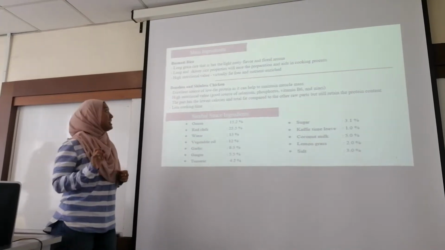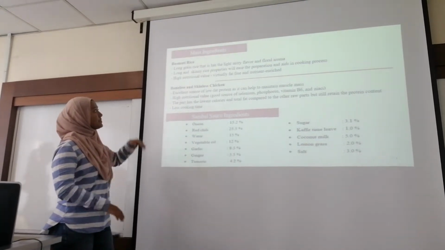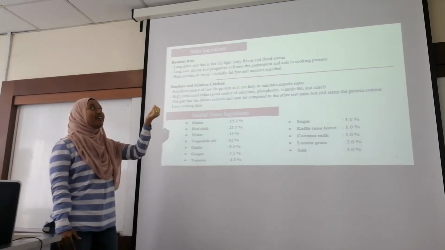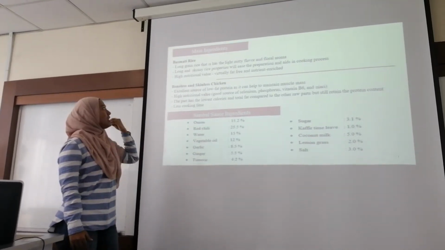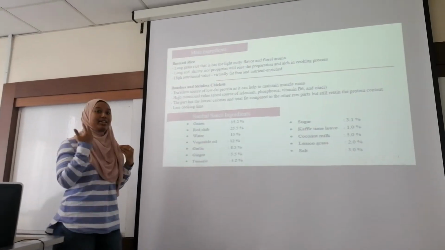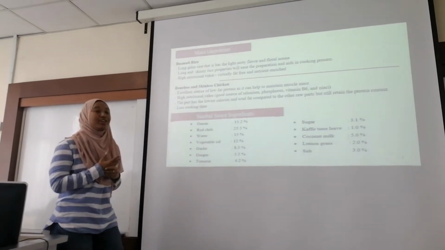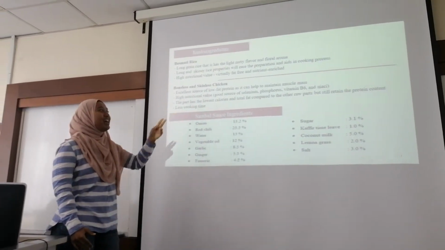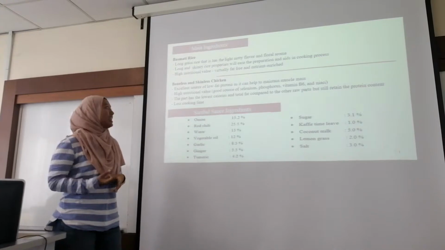Next, our main ingredients are basmati rice and boneless and skinless chicken. Why are we choosing the basmati rice? Because it is a long grain rice that has a light nutty flavor and good aroma. It also has long and skinny rice properties, which can ease the preparation in the cooking process. The last one is nutritional value, that it is fat free and nutrient enriched.